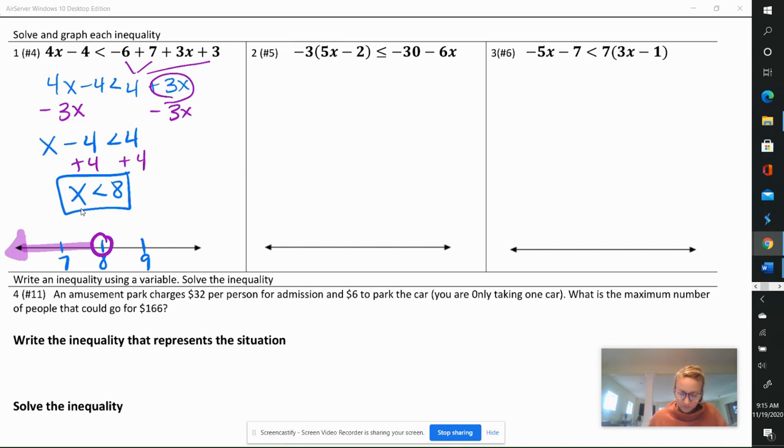With number 2, our first step would be to distribute -3 times 5x minus 2. -3 times 5x is -15x. -3 times -2 is positive 6. Now we want to collect variables to one side, constants to the other. So I want to have this -6x, I want to move it to the left side. Because it's negative, I'm going to add it. -15x plus 6x is -9x.